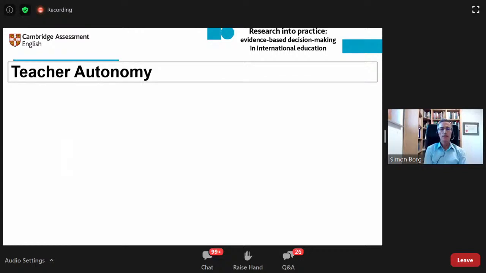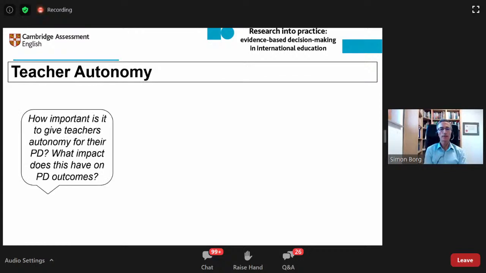Okay, moving on to my second consideration. This is teacher autonomy, and the question we need to ask ourselves here when we're setting up professional development initiatives is this one, or rather there are two questions here. How important is it to give teachers autonomy for their professional development? And what impact does this have on professional development outcomes? In other words, does giving teachers more autonomy make the professional development more effective, for example?